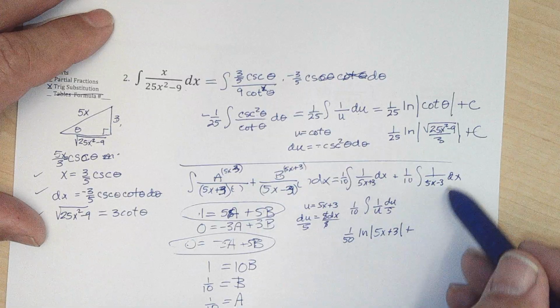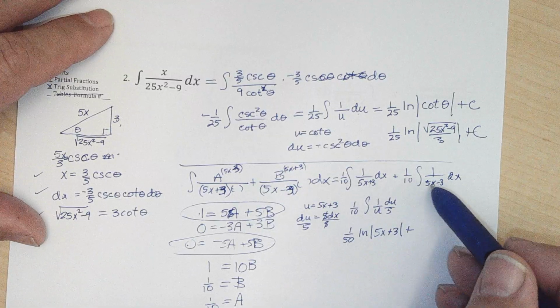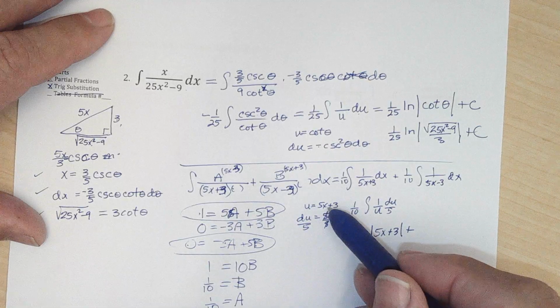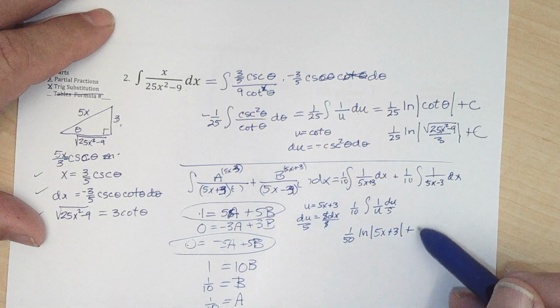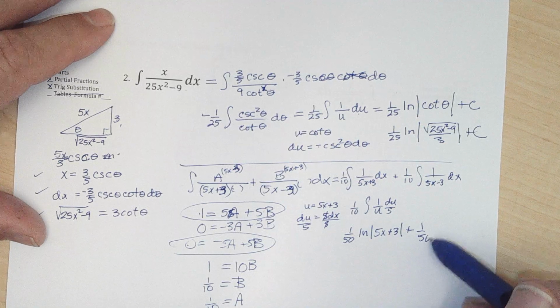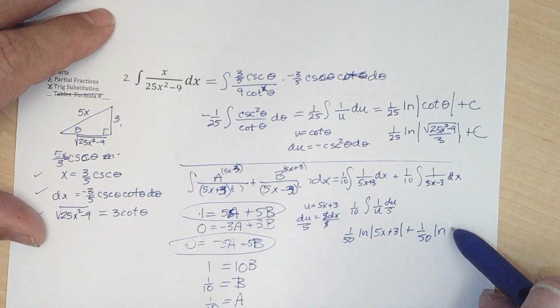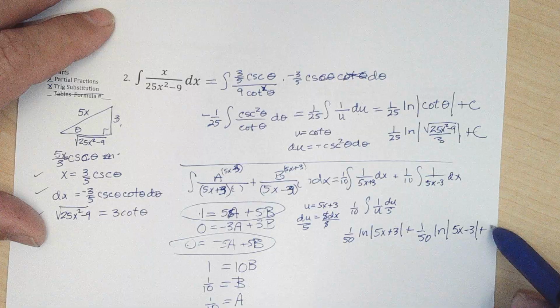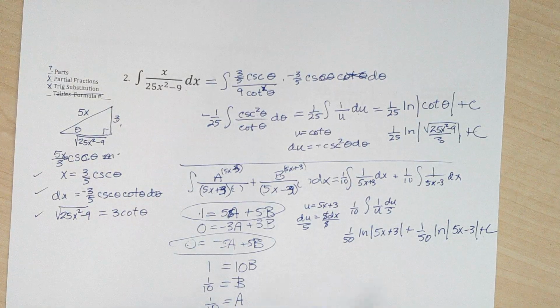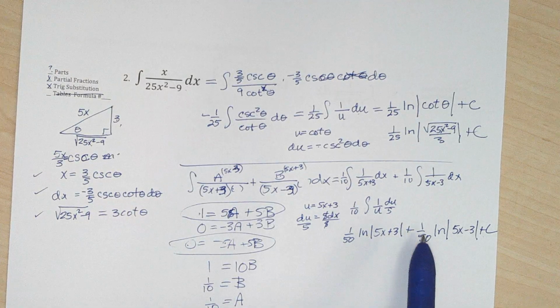plus, and the same thing's going to happen here, except this will be the same with a minus there. Not going to change this part, and so it's going to be 1/50th ln absolute value of 5x minus 3. And that's an acceptable answer.